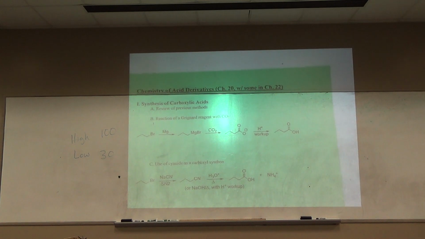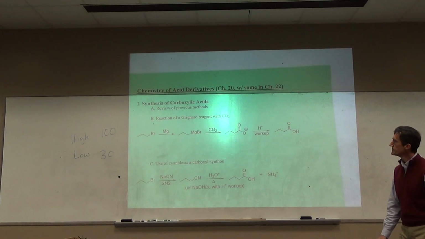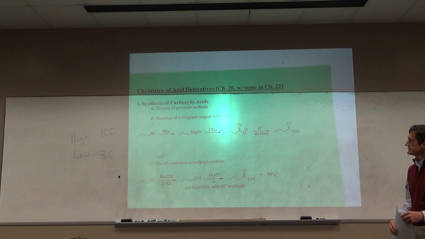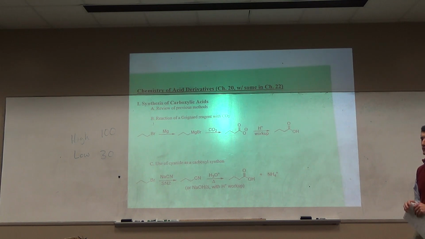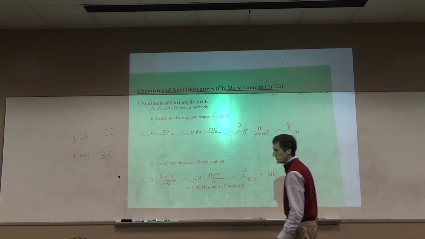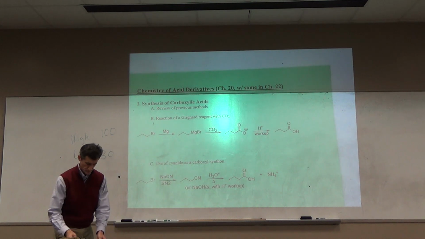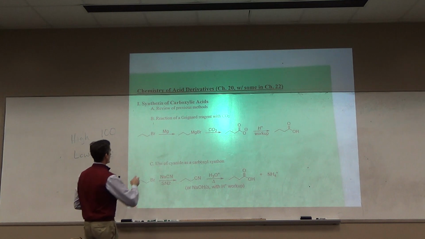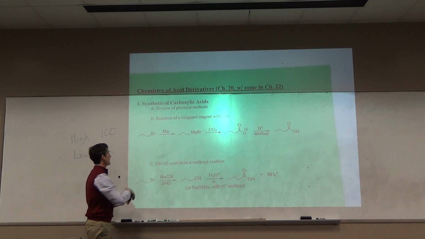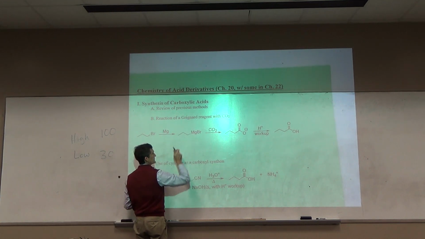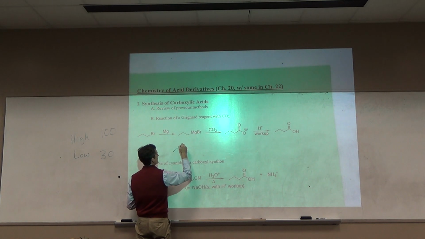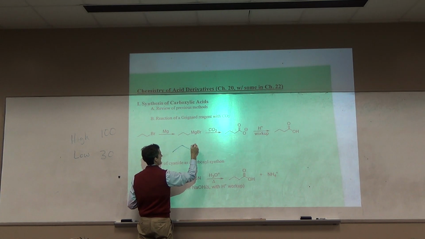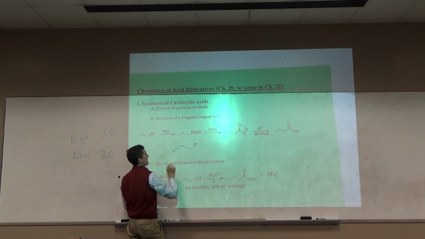What did we just do? A, review of previous methods. Any new methods? Yes. B, a very nice new method for us is the reaction of the Grignard reagent with CO2. Of course, we take an alkyl or aryl halide and magnesium, and we make the Grignard reagent, right? And that's essentially the carbanion, right? It reacts as if it's that.